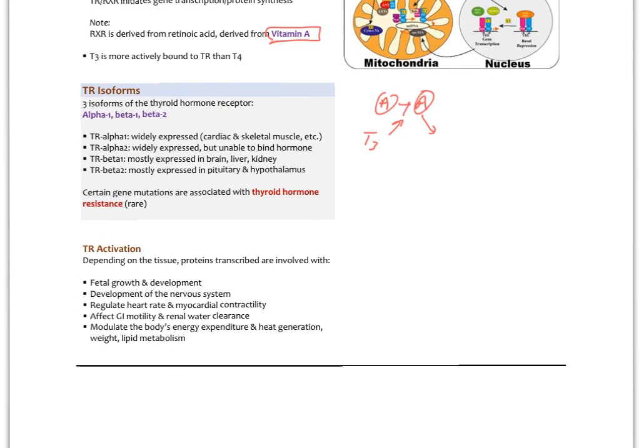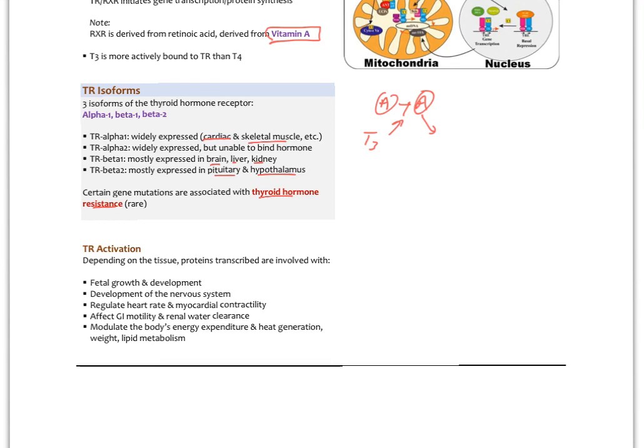There are three isoforms of the thyroid hormone receptor, the alpha-1, beta-1, and beta-2, and they're expressed differently in different tissues. So cardiac and skeletal muscle express the thyroid receptor alpha-1. TR-alpha-2 is widely expressed, but it's actually unable to bind the hormone very effectively. TR-beta-1 is most expressed in the brain, liver, and kidney, and then beta-2 is in the pituitary and hypothalamus. Certain gene mutations we know are associated with what's called thyroid hormone resistance. This is rare, but basically the hormone can't bind to its receptor because of one of these gene mutations. And that basically creates what we call peripheral thyroid resistance. And that's going to need a whole different approach than our typical thyroid disorders.